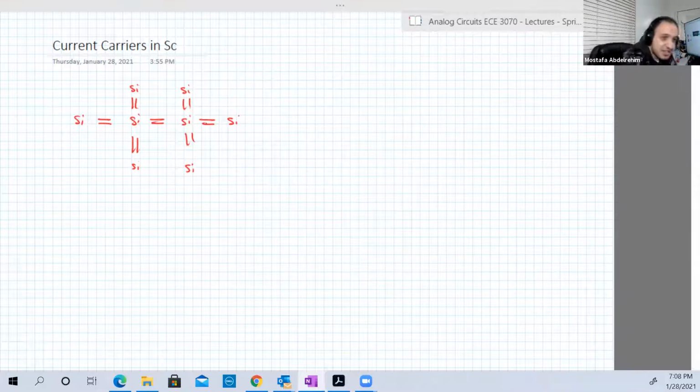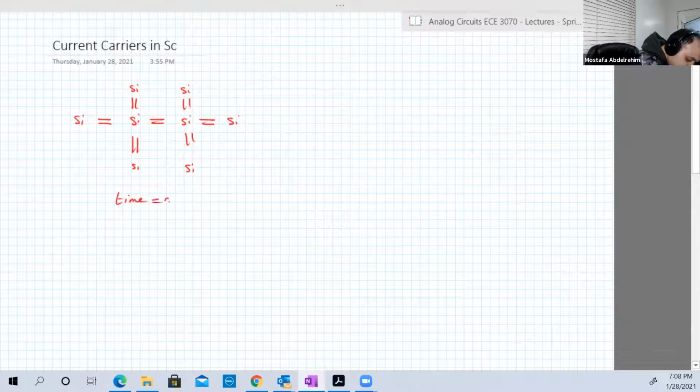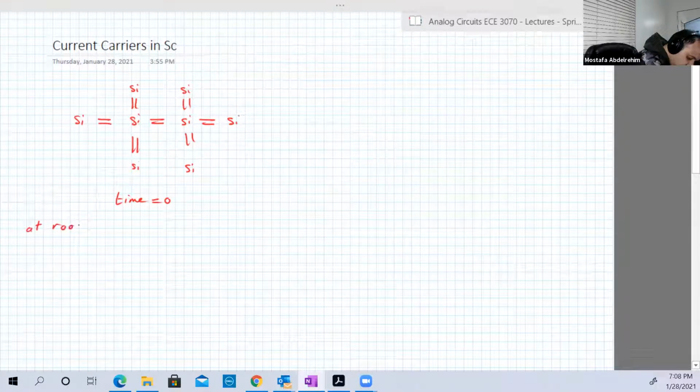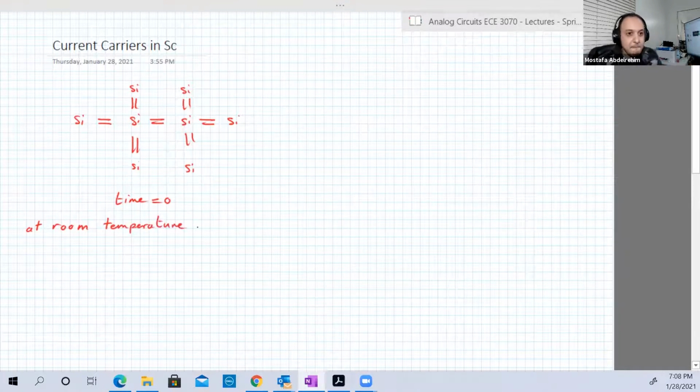This is a snapshot of the same location at t equal to 0. So let's assume the time here is 0 seconds, and we take a snapshot of what's going on in the material at room temperature. We will find a very interesting property here.